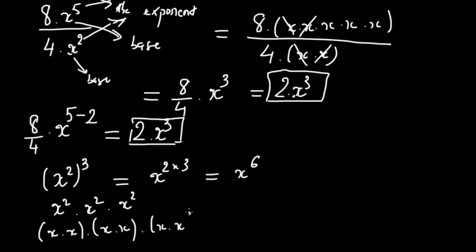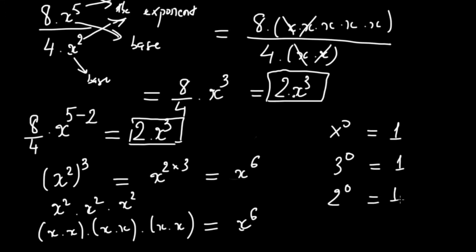And then you can see that we count 6 variable x we multiply together, right? So the result is x to the 6th. How about x raised to the 0? Keep in mind that anything raised to the 0 equals 1. For example, 3 raised to the 0 equals 1. 2 raised to 0 equals 1. Or a raised to 0 equals 1.